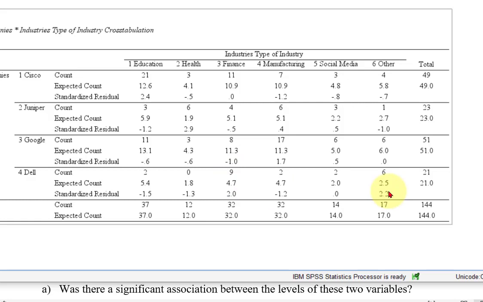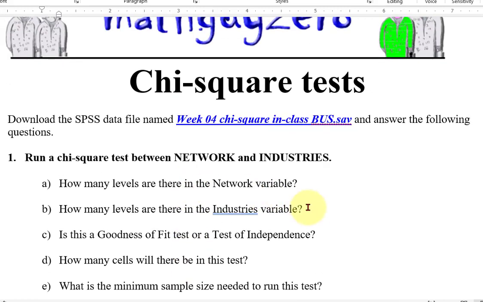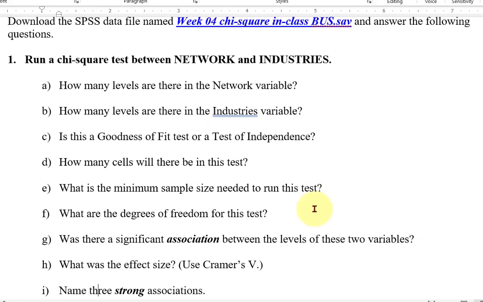Here's a fourth association. They expected about 2.5 people that worked at Dell, if the null were true, which states that there is no relationship or association anywhere. They expected 2, and they got more than twice as many people working in other. So those are 4 significant associations. And I think that's it. So that's it. All right. I hope that helps. MGZ out.